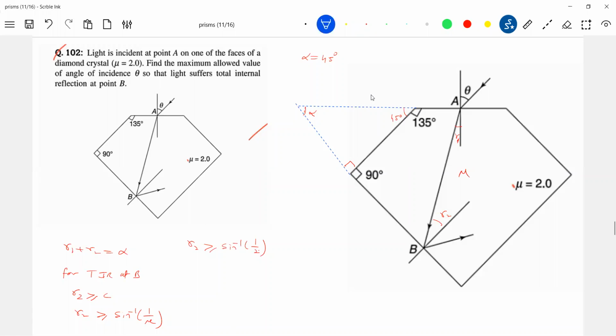Let's get into it. So what is R2? R2 we can write as sine of R. Directly I think we'll get the value of this one. R2 should be greater than or equal to 30 degrees. What is R2? We can write it as alpha minus R1. Alpha is 45, so 45 minus R1. Any mathematics? No. 45 minus 30, 15 degrees should be greater than or equal to R1.